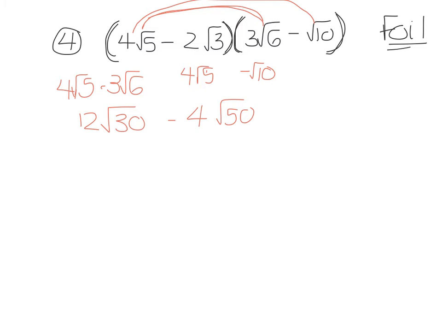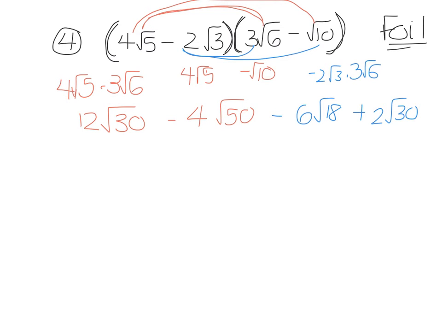Okay, now I have to distribute the second number. So I'm distributing negative 2 rad 3 times 3 rad 6. It's going to give me negative 6 rad 18. And then the last one, negative 2 rad 3 times negative rad 10 is going to give me positive 2 rad 30.